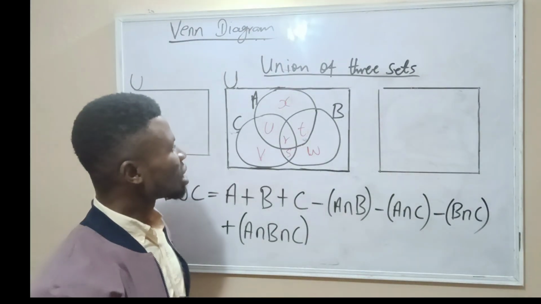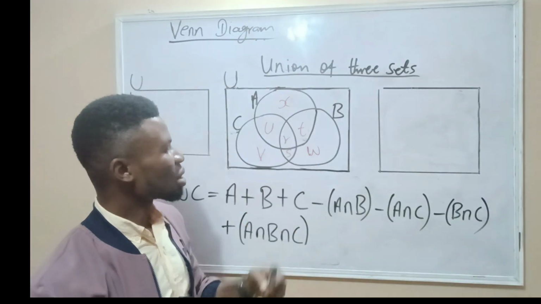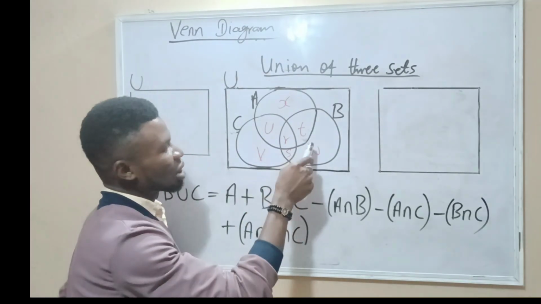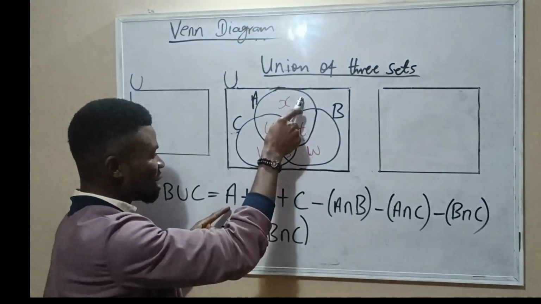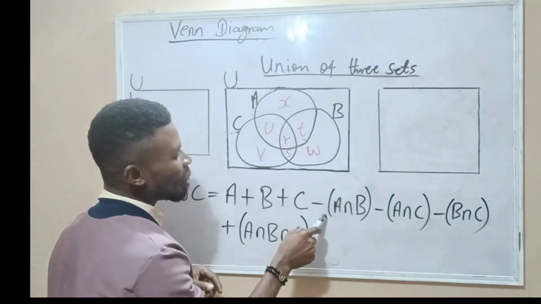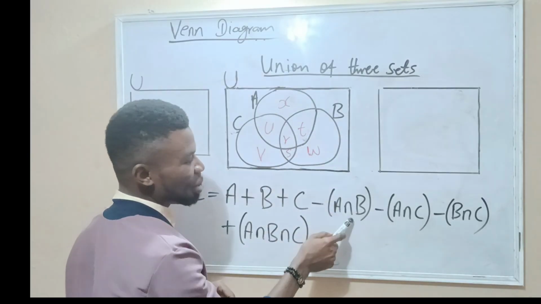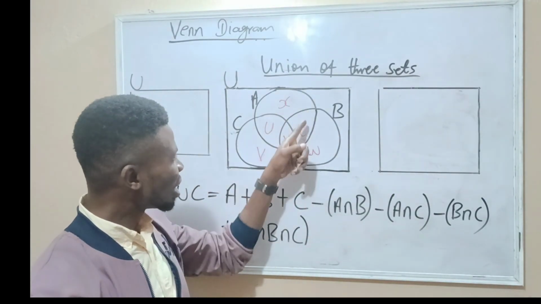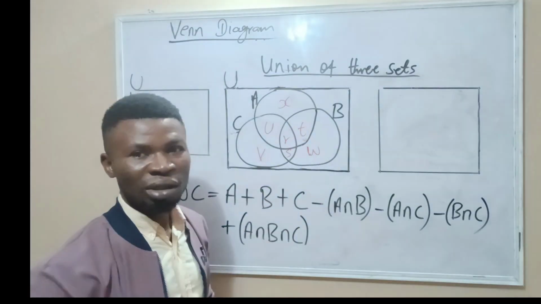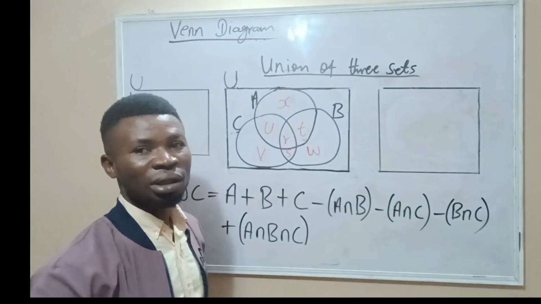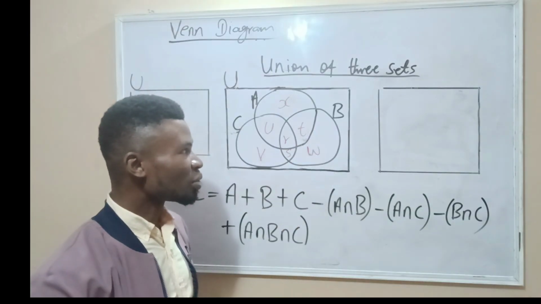repetitions, notice that for this T, it was counted twice. It was counted when we said everything in A, and it was also counted when we said everything in B. Now, to remove it, we say minus A intersection B. That is to remove one of it. This T was counted twice when we said everything in A and everything in B. So in order to remove one, we say minus A intersection B. That means one of it has been gone.